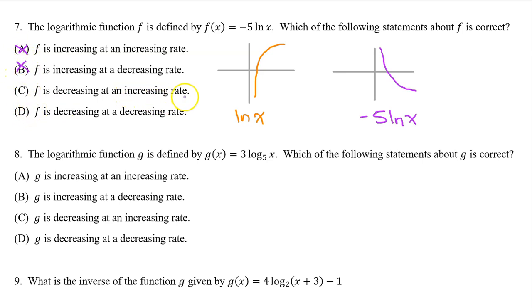Now, how about the increasing rate versus decreasing rate? That depends on the concavity. When a graph is concave up, it is an increasing rate. If the graph is concave down, the rate is decreasing. This graph is concave up. So the function is decreasing, but at an increasing rate. So the answer is C.